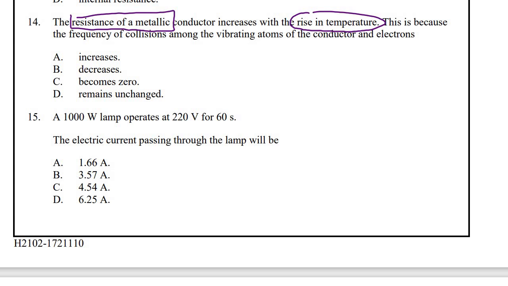Due to this collision of the free electrons with the other atoms and electrons, some energy is dissipated and some opposition is created due to the collisions. So when the temperature is increased, what happens? The atoms that were vibrating with low vibration now vibrate even more, and because of this, the free electrons passing through find it more difficult to pass. Because the collision of the free electrons with these atoms increases.